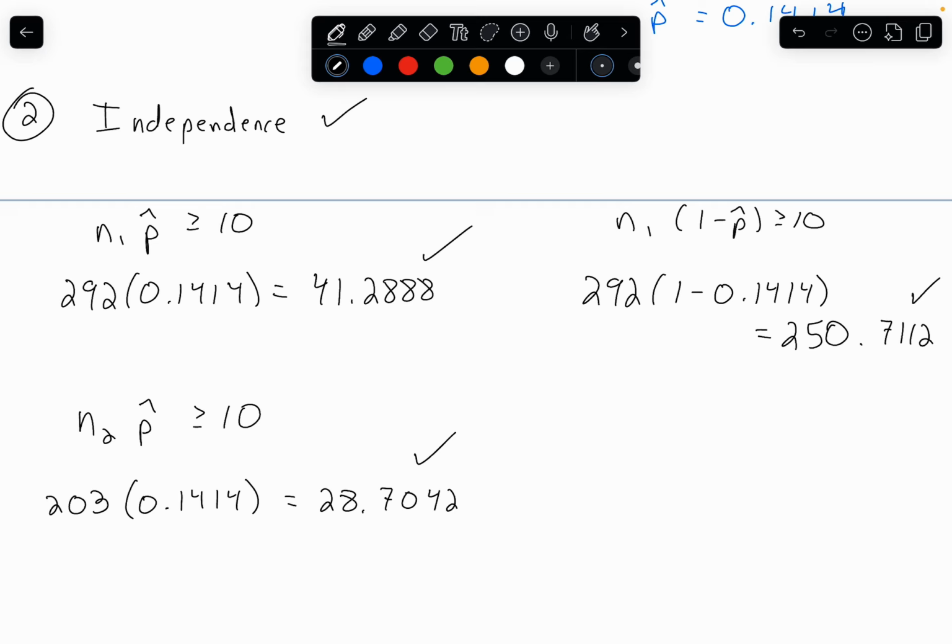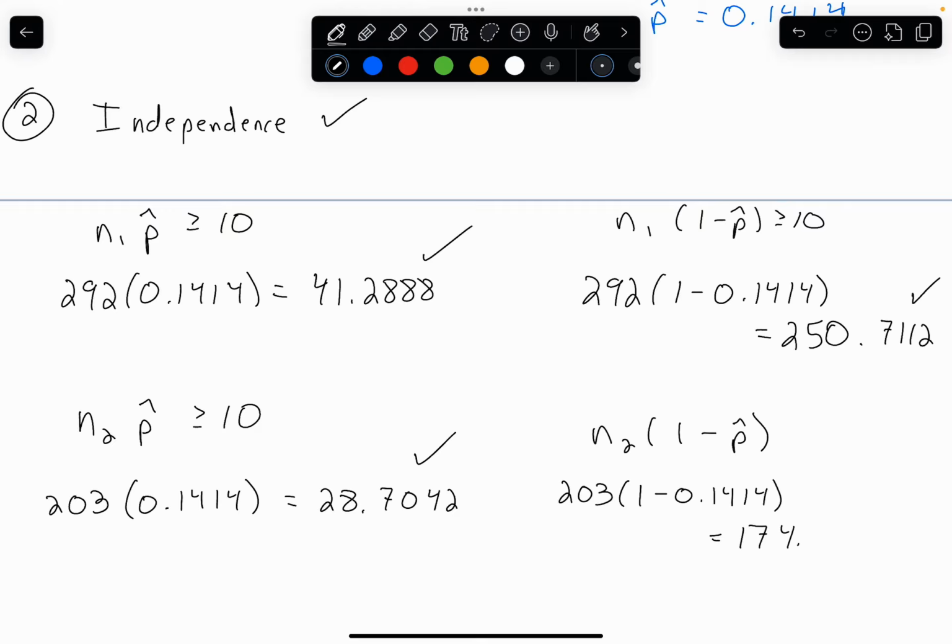And then, of course, I want N2 times 1 minus P hat. Is that greater than or equal to 10? So 203 times 1 minus 0.1414. This time around, I end up with 174.2958, which is greater than or equal to 10. So we have independence, and we at this point have now verified our success failure condition. So that's awesome. That means that we can continue on.